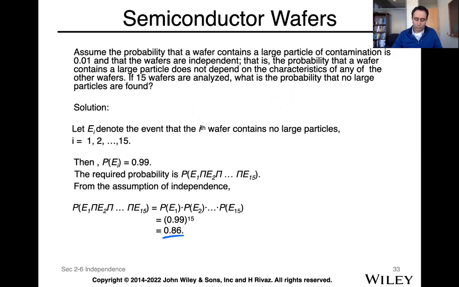So it's a good idea to look at these. If the chance of having a contamination in one part is only 1%, then the chance of having at least one contamination in 15 parts is 14%, which is 1 minus this number. So as you pick more and more parts, the chance of having at least one contamination grows.